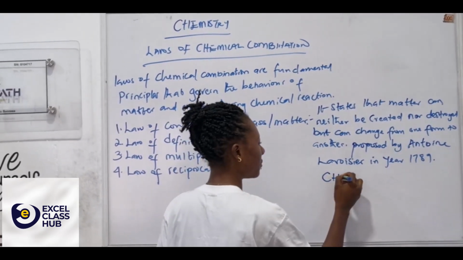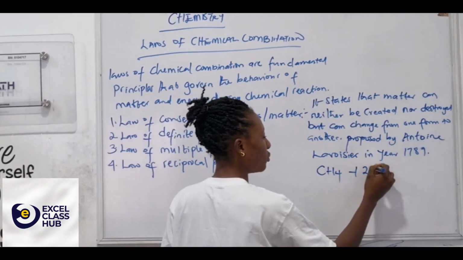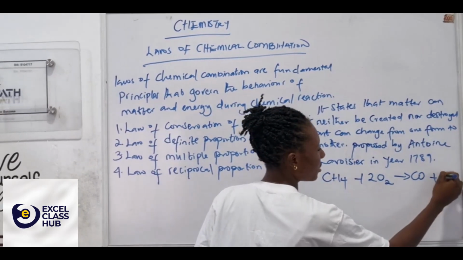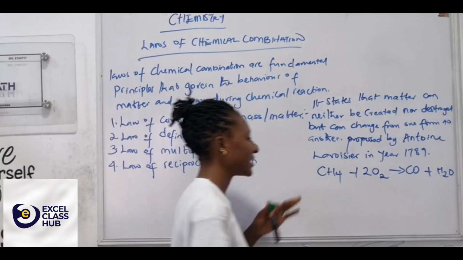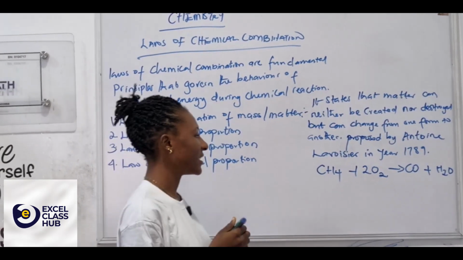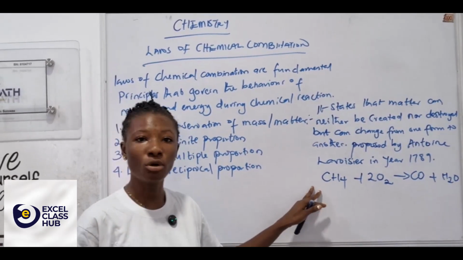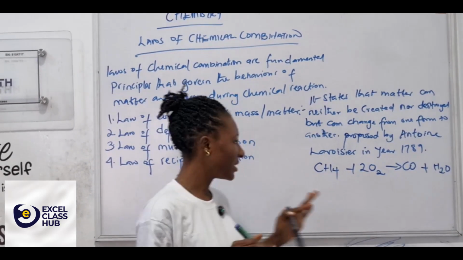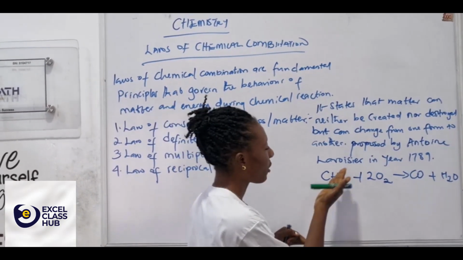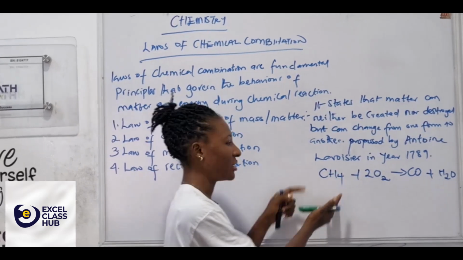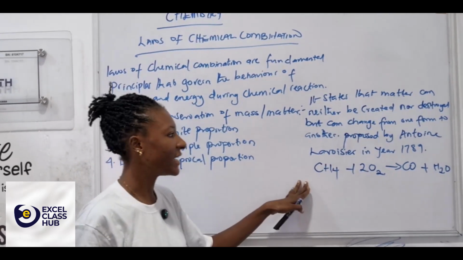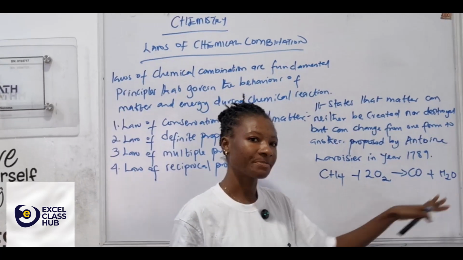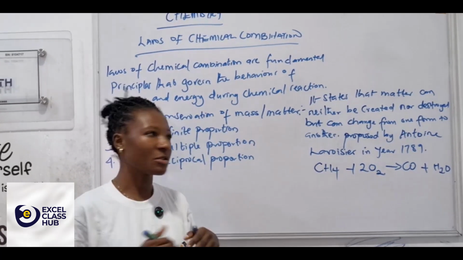Methane, CH4, plus 2 moles of oxygen gives us carbon dioxide and water. The next thing is to balance the equation. On the left hand side, you have 1 atom of carbon. Same on the right hand side. So carbon is balanced. Then for hydrogen, you have 4 atoms of hydrogen on the left hand side, but on the right hand side, you just have 2 atoms of hydrogen. That means hydrogen is not balanced.